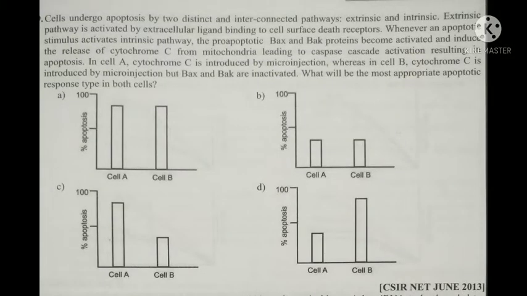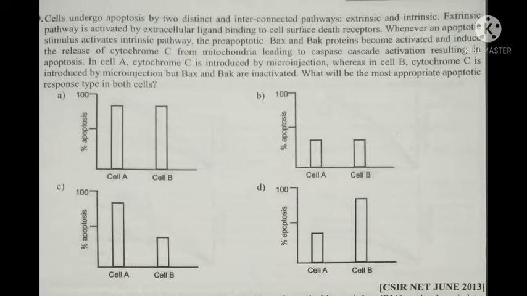Today we are going to discuss a question on apoptosis, and this question has been taken from the CSIR NET June 2013. The question says cells undergo apoptosis by two distinct and interconnected pathways, extrinsic and intrinsic. The extrinsic pathway is activated by extracellular ligand binding to cell surface death receptors.